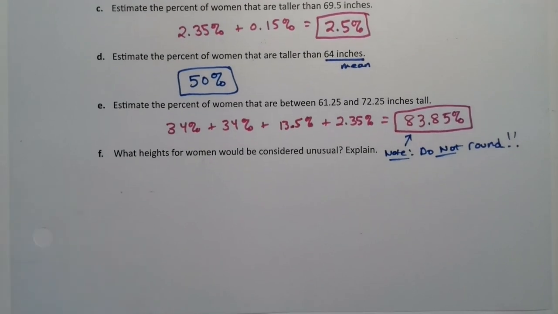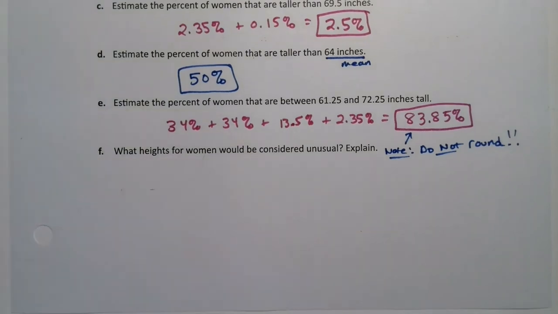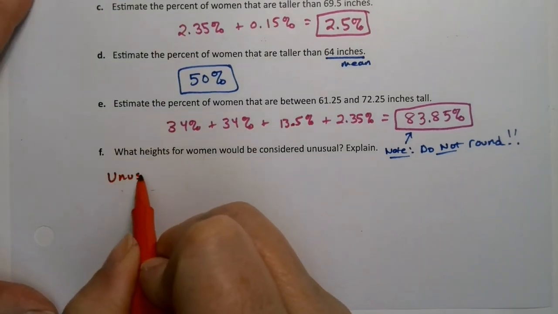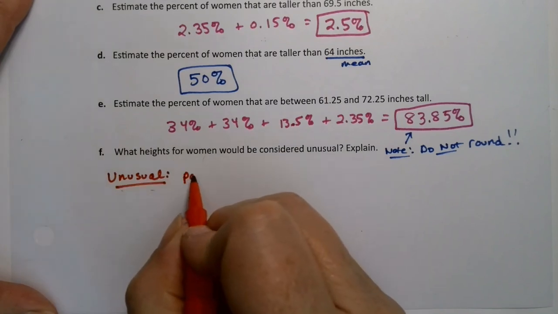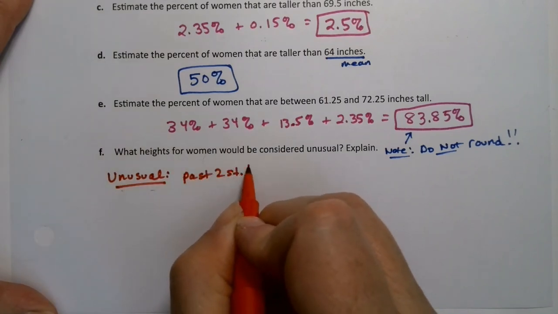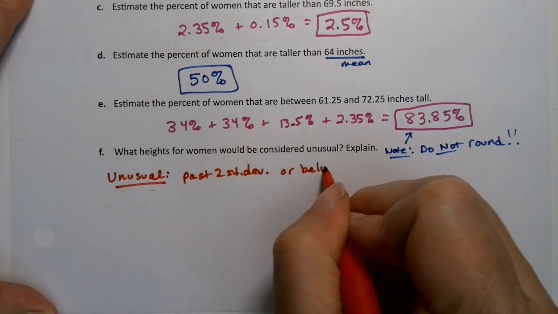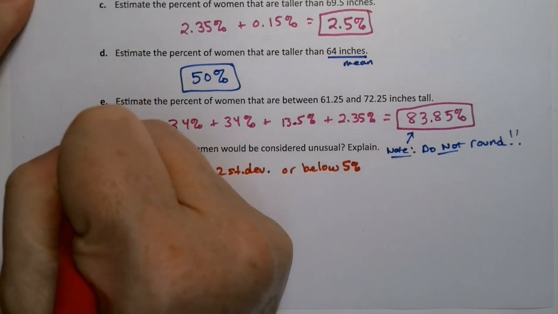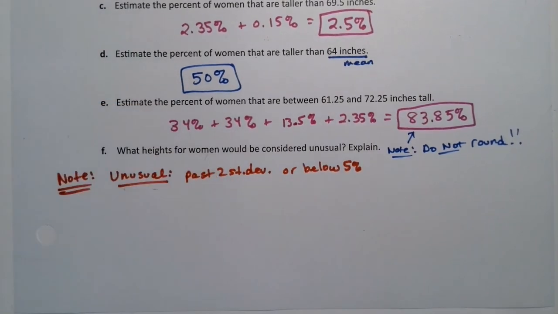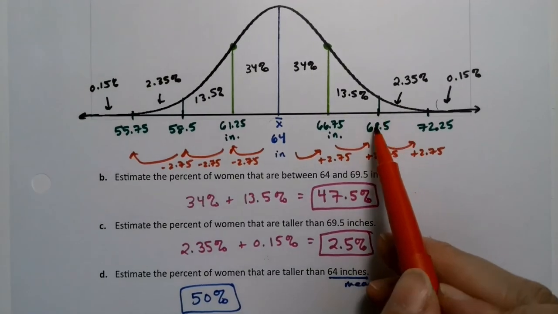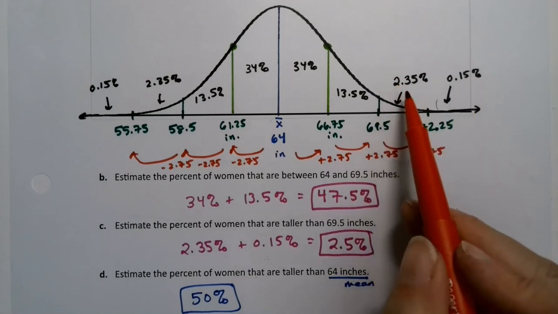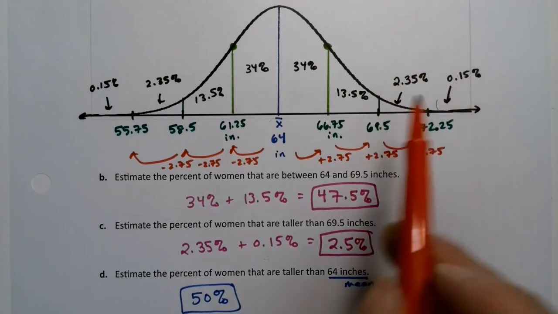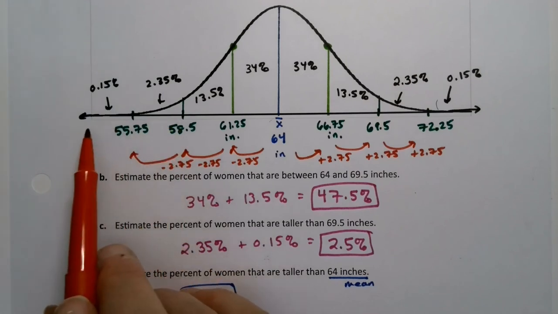Now, what heights of women would be considered unusual? So remember that unusual, make a note, means past 2 standard deviations or below 5%. All right, so this is just a note, right? We saw that earlier. Okay, well, past 2 standard deviations would be 69.5 and higher. Notice those percentages are less than 5%. See? And then short would be 58.5 and lower.